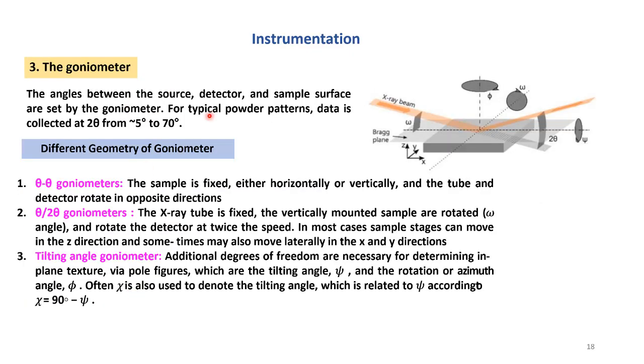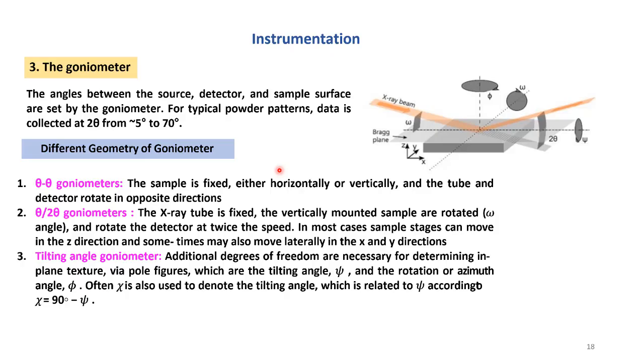Then the goniometer, as I told, is for rotating the sample at a particular angle. The angle between the source, detector and the sample surface is set by the goniometer. For a typical powder pattern, data is collected at 2 theta from 5 degrees to 70 degrees. Why we take 2 theta, I explained the reason behind it.